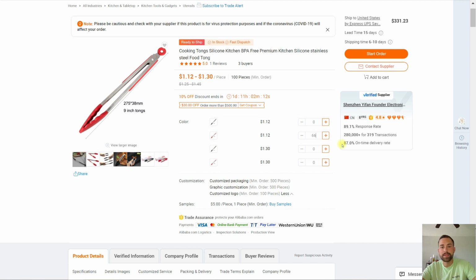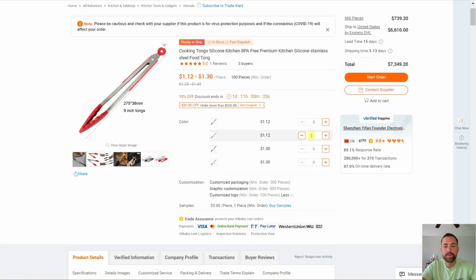So for that red one, type in 660. Type 660 here, and then don't click start order. The reason I say that is you can see this price is absolutely absurd. We're ordering 660 pieces, and that amounts to $739. However, the shipping to the United States is $6.6 thousand. There's no way we're paying that.